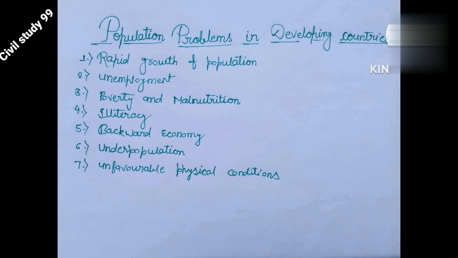Number 7, unfavorable physical conditions. Many underpopulated countries have hostile climate or topographical conditions. Such conditions obstruct development and it is both difficult and expensive to overcome these problems.